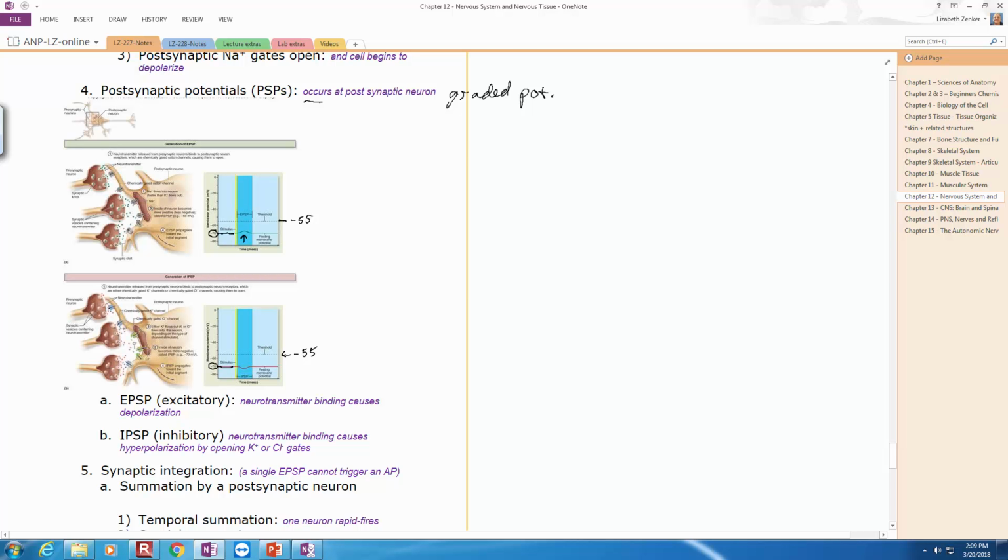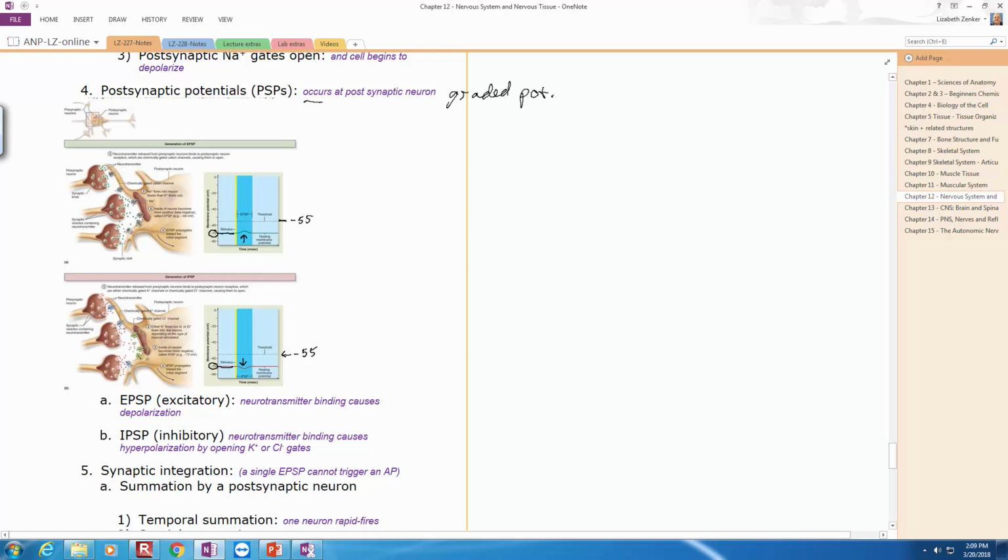Is it bringing it closer to threshold or further away from threshold in the first picture? It's bringing you closer to threshold. In the second picture, notice it's dipping away. It's becoming more negative. So instead of -70 at your resting membrane potential, maybe you're at -72 or -75. So is it bringing you closer or further away from threshold? Further away. So it's going to take more to get to threshold.